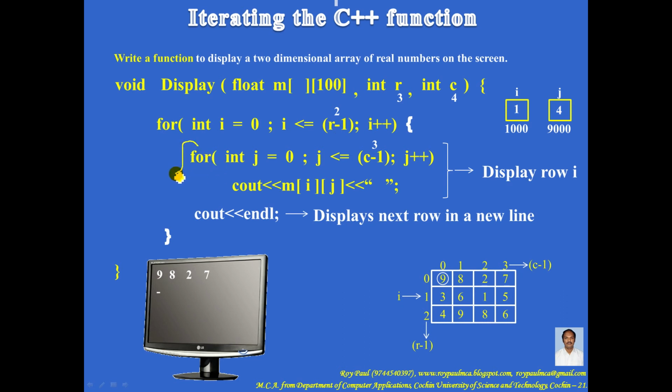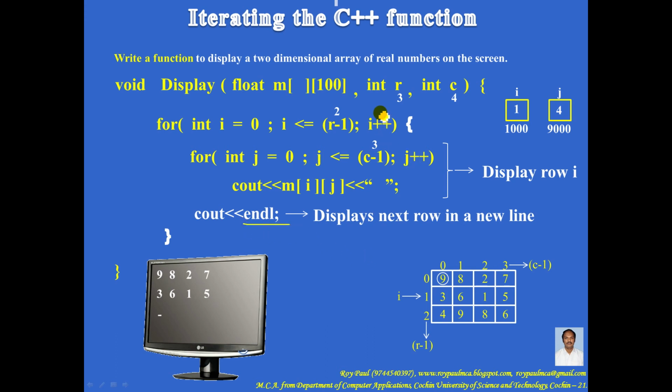Now no need to execute this because this displays row I on the screen. What is I? I is 1. So row 1 will be displayed on the screen, that is, this row will be displayed on the screen. 3615. I am not repeating this because in the previous iteration we understood this displays row I on the screen, and now I is 1, so this one will be displayed. Yes, so it displays 3615, and after this endl is there, so the cursor will go to the next line.